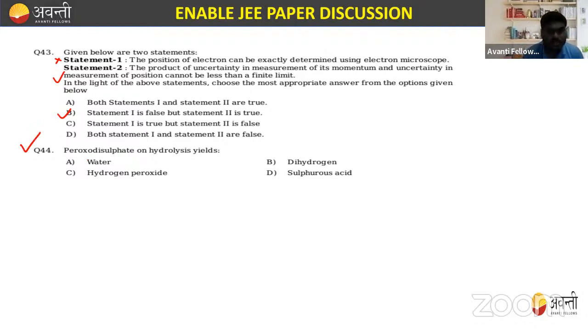That is, peroxodisulfate on hydrolysis gives what? We know that H2SO4 is prepared by H2S2O7, also known as oleum. And whenever we treat it with H2O, it will convert into H2SO4, right?